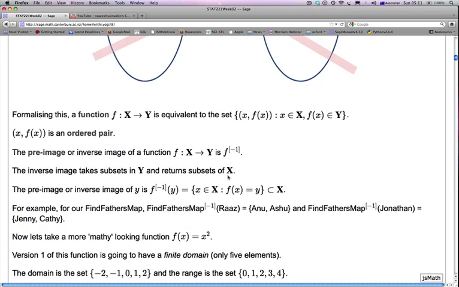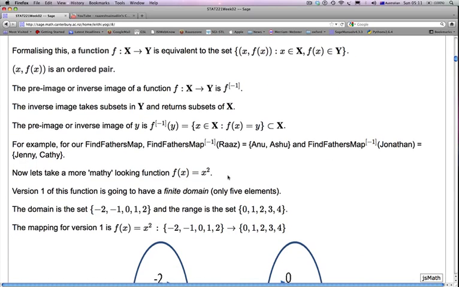Formalizing this, a function f going from the domain X to the range Y, note that the domain X is a bold capital X and the range set is bold capital Y, is equivalent to the set of all (x, f(x)) such that x is in the domain and f(x) is in the range.